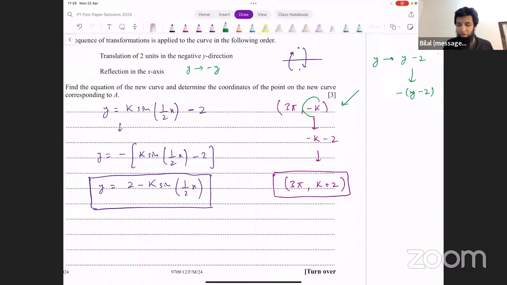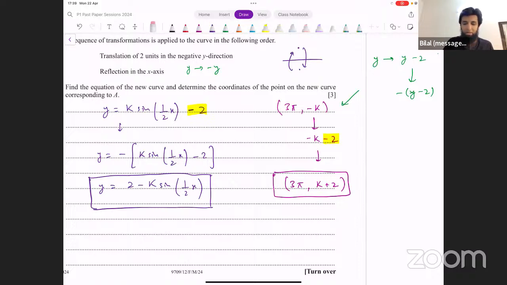We're saying y coordinate was minus k. So first of all, when we do translation of 2 units down, you say it's going to be minus k minus 2. That's the first thing you do. Because of that translation, you do minus 2 here, just like you were doing minus 2 here. And then because of the reflection, we're multiplying the whole thing by negative.